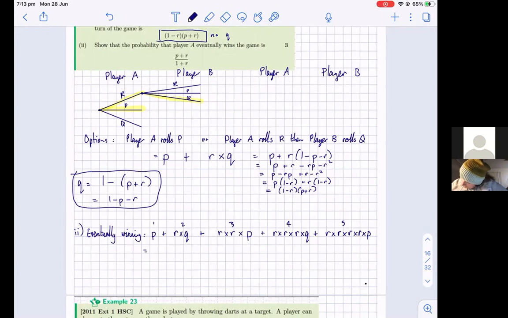So we've got P plus RQ plus R squared P plus R cubed Q, R to the 4 P, R to the 5 Q, R to the 6 P, etc. Now Q is just 1 minus P minus R. So we've got P plus R times (1 minus P minus R) plus R squared P plus R cubed (1 minus P minus R) plus R to the 4 P plus R to the 5 (1 minus P minus R) plus R to the 6 P plus etc.